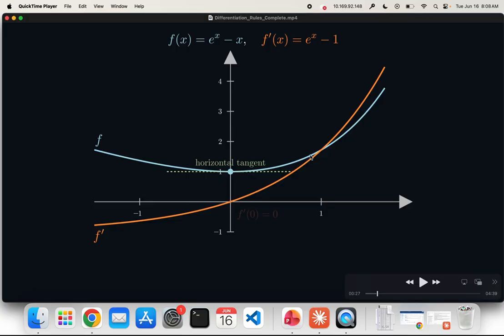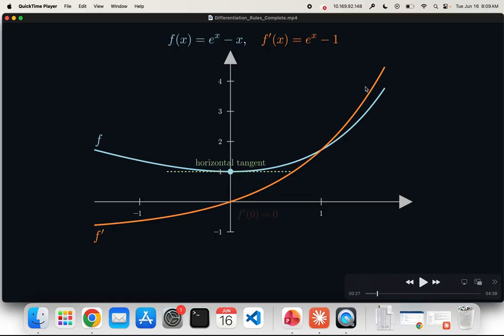And again, just to double check intuitively or graphically our understanding of derivative, notice if I pick a point here on the original function and I look at the tangent line, notice the tangent line is horizontal. So the slope is 0. So that means that the derivative of the function at this point is 0 because the slope is 0.